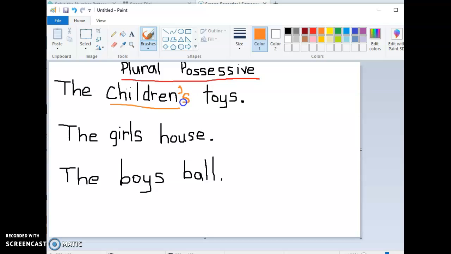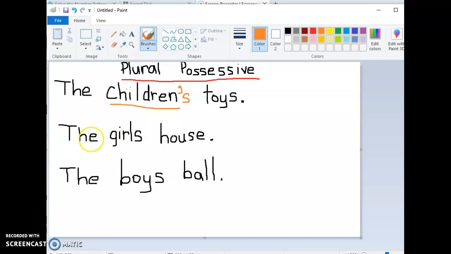So to change this to the possessive form, we will go ahead and add our apostrophe S. So it becomes the children's toys. So we know that the toys belongs to more than one child. It belongs to a group of children. Okay, so the children's toys. Okay, so let's move on to example number 2.